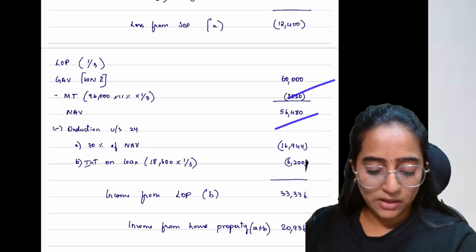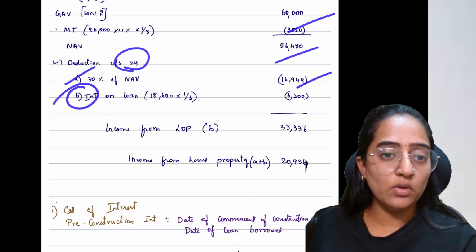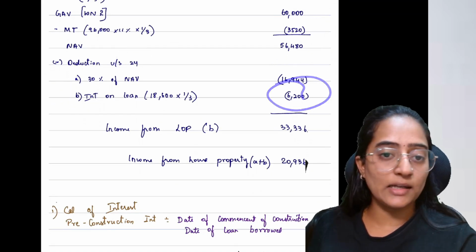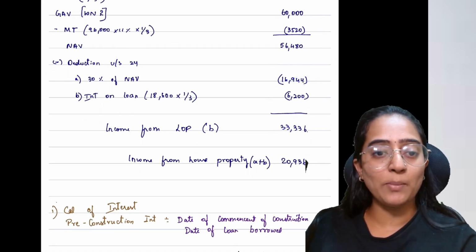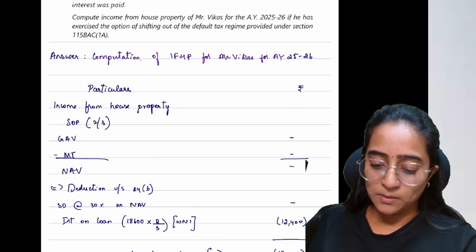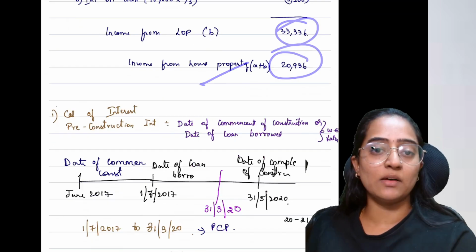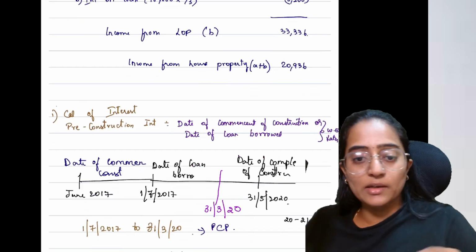Anyway, you have deduction under section 24A, you have 24B, which you have calculated, and then you get the income from LOP. That is nothing but this plus whatever the minus you have, and that final answer you will get as income from house property, A plus B. Clear?